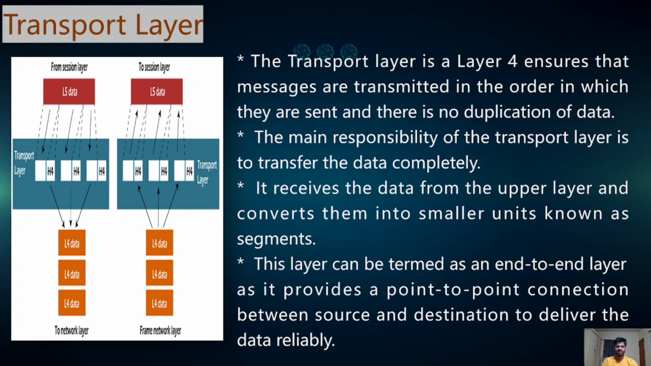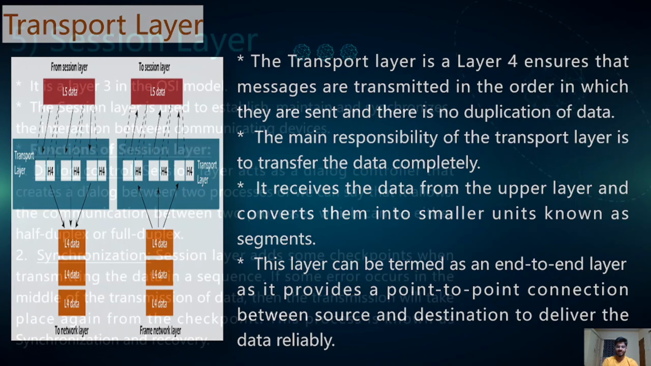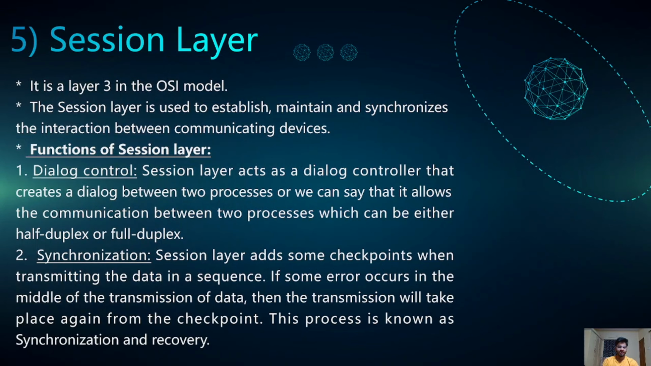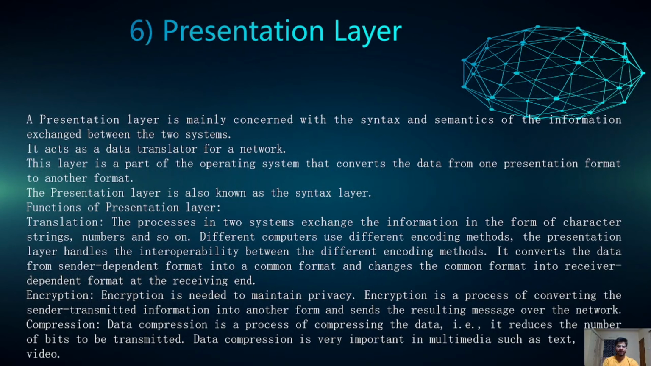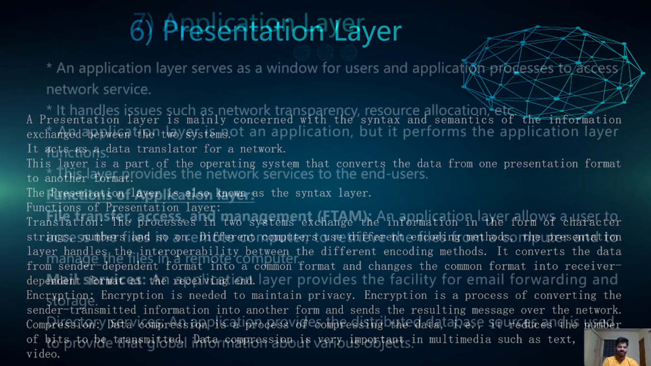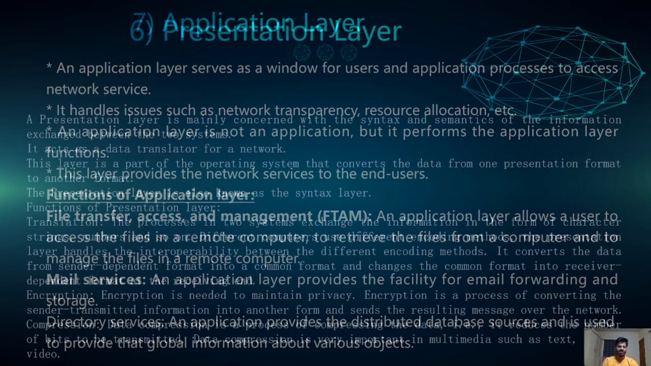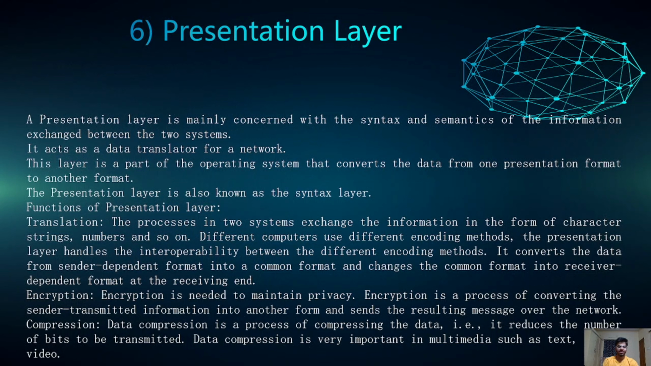The functions of the transport layer include service point addressing, segmentation and reassembly, connection control, flow control, and error control. The transport layer is also responsible for error-free delivery. Error control is performed end-to-end rather than across a single link. The sender transport layer ensures the message reaches the destination without any error.